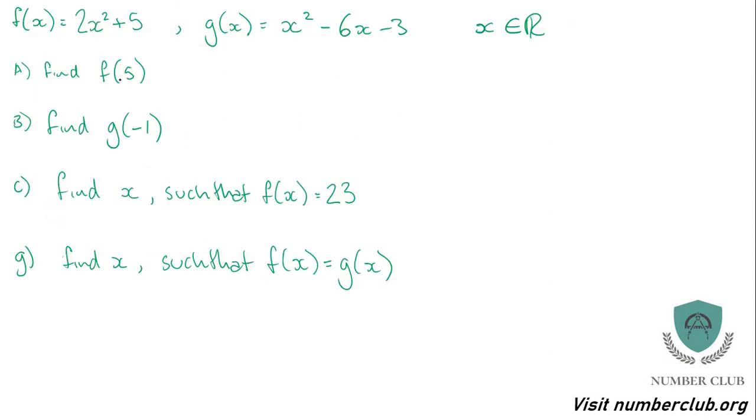So what happens when you've got f of 5 in this case? Well, f of x equals 2x squared plus 5. So we've got 2 lots of 5 squared plus 5. Well, that's going to be 55. They're dead easy to do, okay? You just plug things into them at this point.